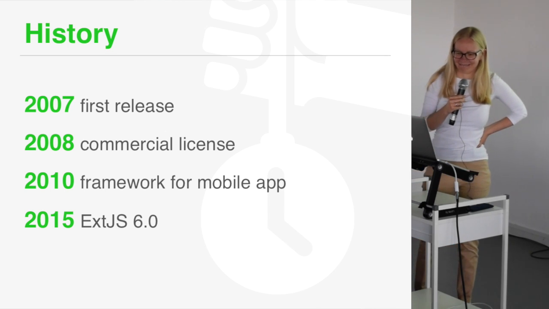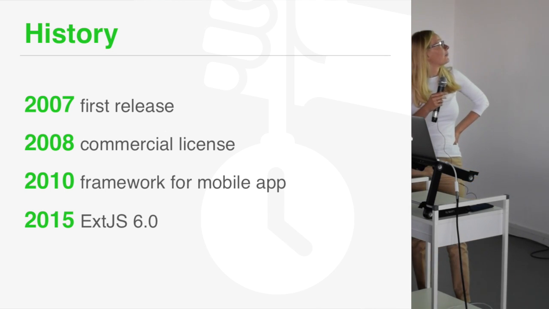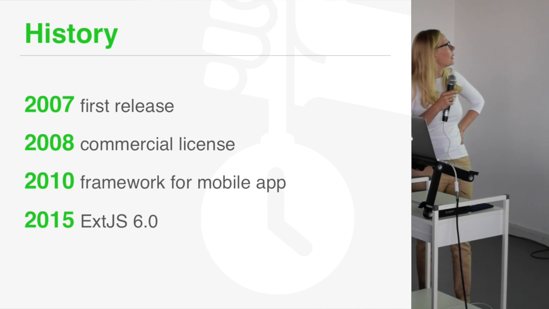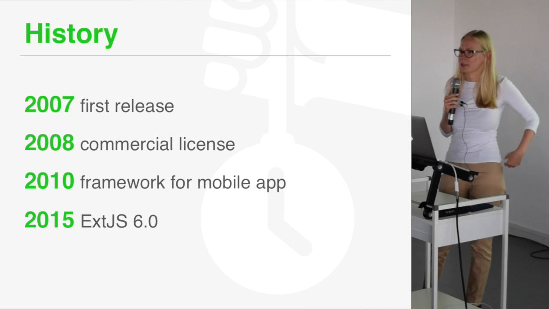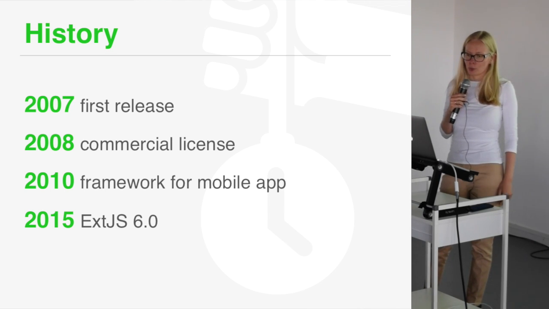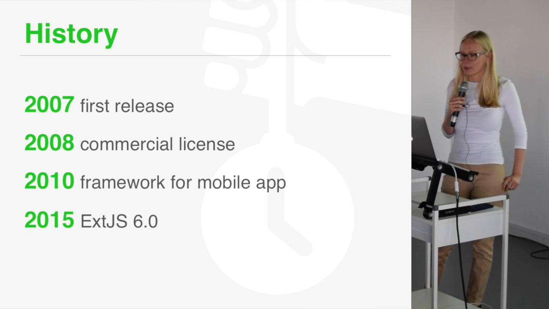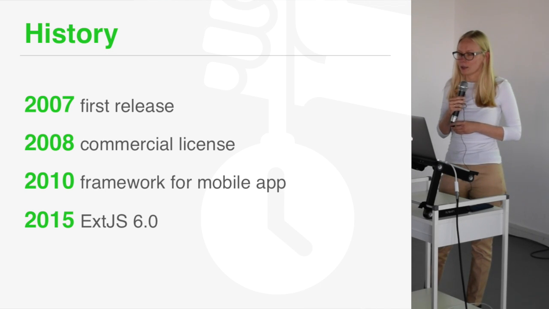First of all, a bit about history. ExtJS is a pretty old framework, 8 years old, and now it's a commercial framework. The first version was released in 2007, and in 2010, Sencha released a framework for mobile applications, Sencha Touch, and 1 week ago, a new version of ExtJS, ExtJS 6, was publicly released.